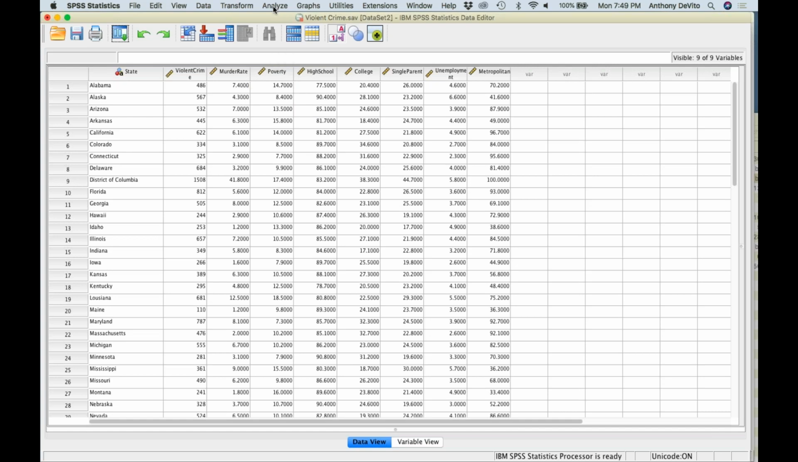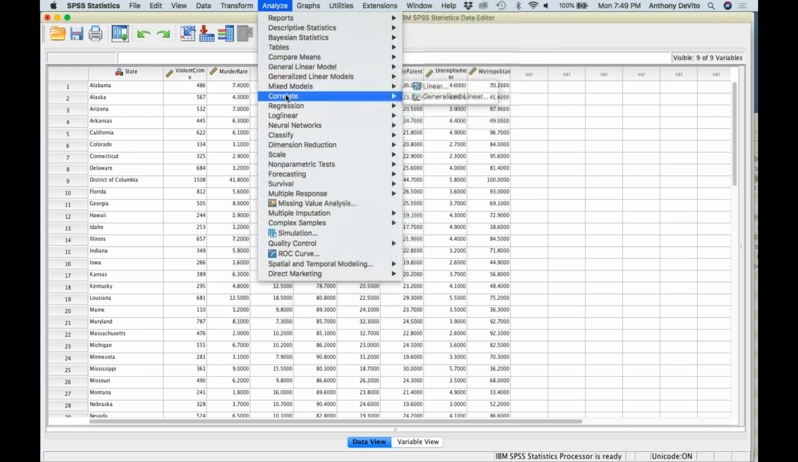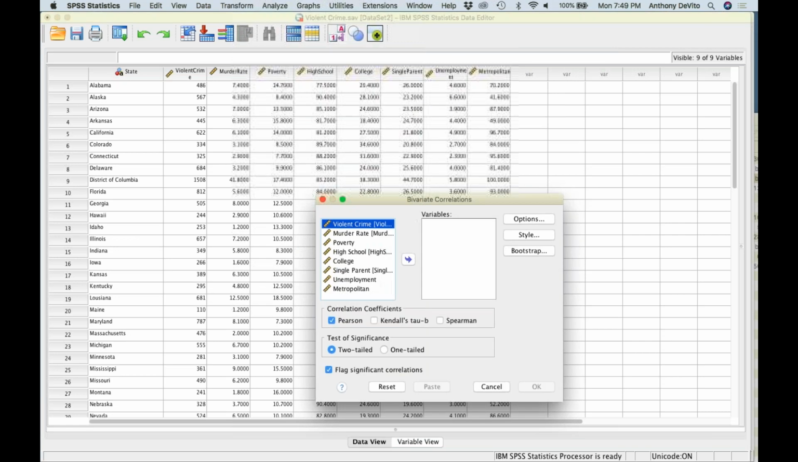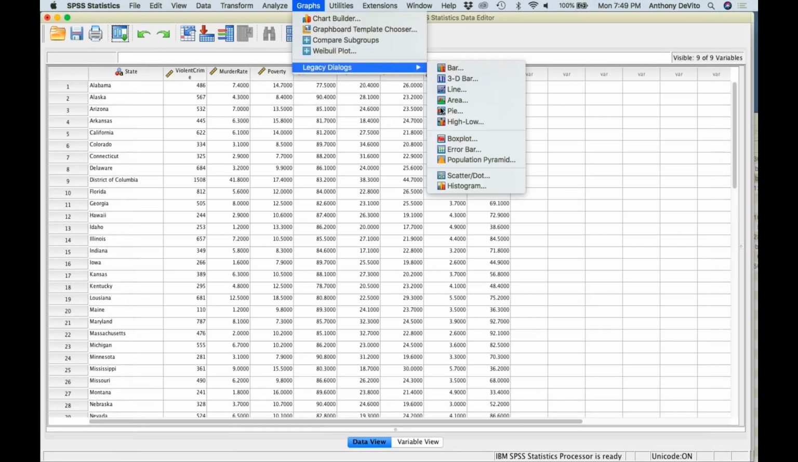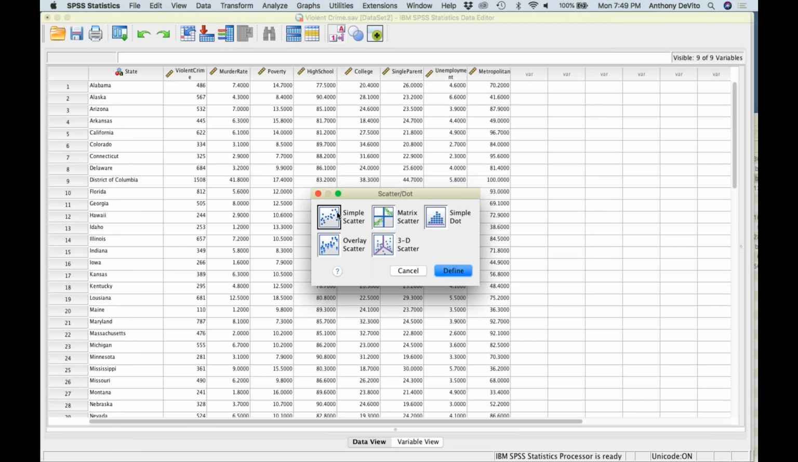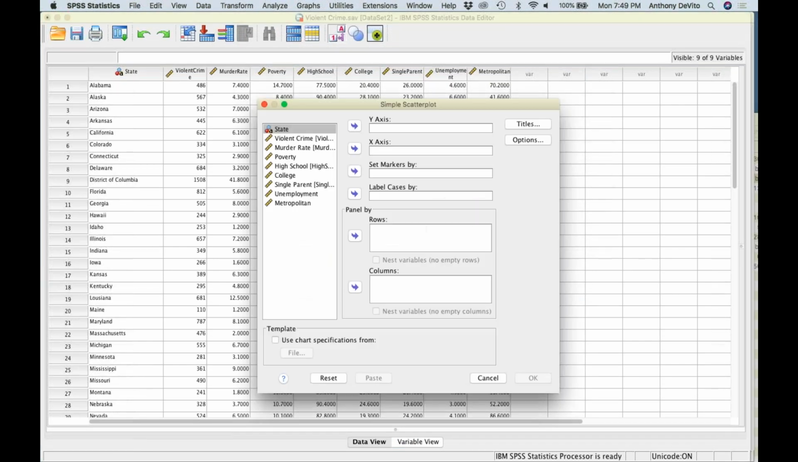So I'm going to go up here to analyze. I'm going to go to correlate, bivariate. I'm going to move in the murder rate, and I'm going to move in the poverty rate. Okay, but before that, I'm going to go back up here. I'm going to go to graphs, legacy dialogs, scatter dot, and I'm going to take a look at a simple scatter dot for these two variables, the poverty rate and the murder rate. And I'm going to say, okay, let's see what our plot looks like.